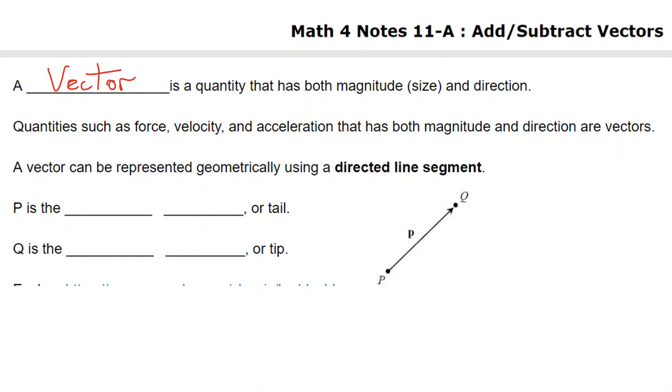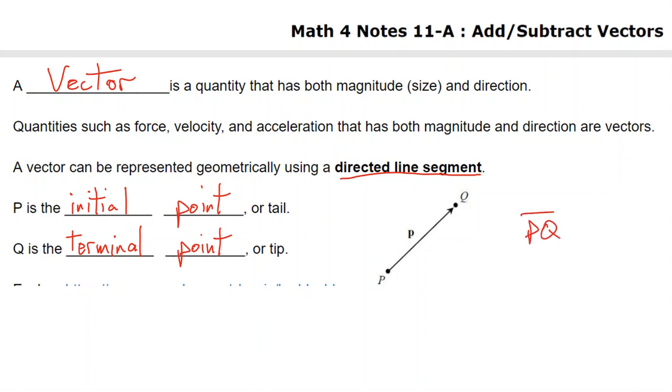Now, what I've been calling an arrow, I guess the proper term is a directed line segment. It has direction. It's starting from P and going to Q. Now, P would be described as the initial point or tail, and then Q would be described as the terminal. Now, terminate means to stop or to end something. Terminal point is where it ends. Now, we could describe it as vector PQ.